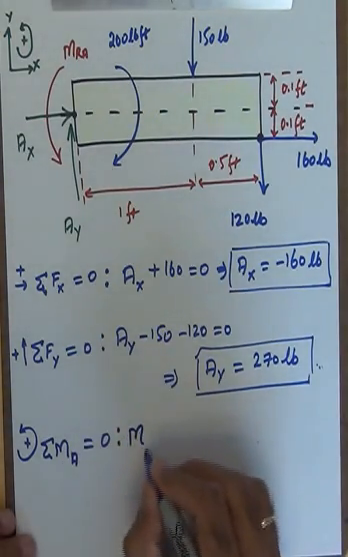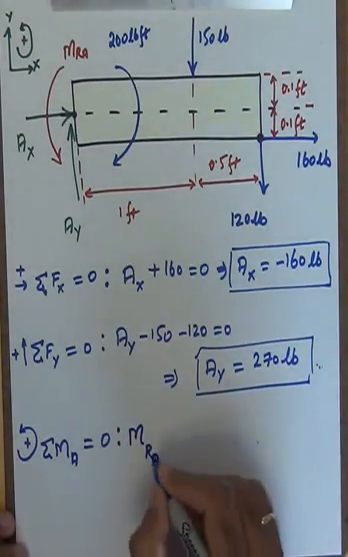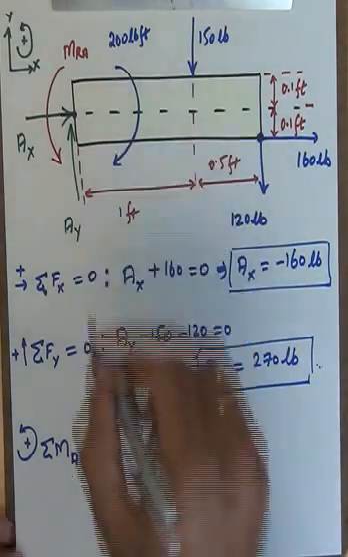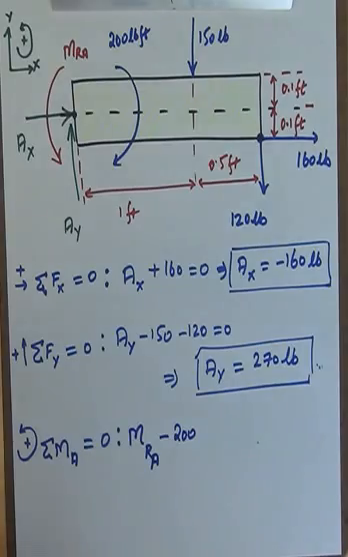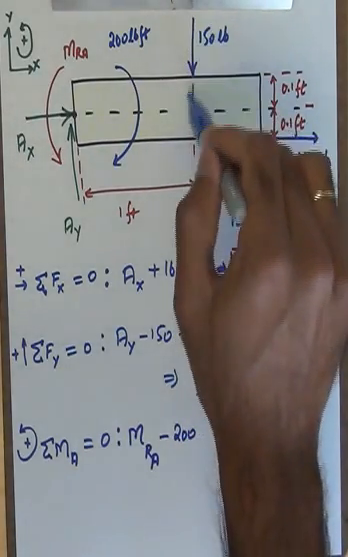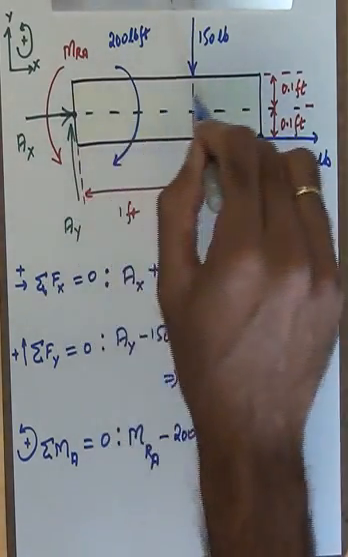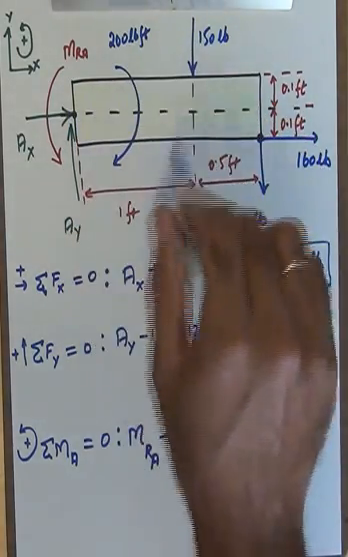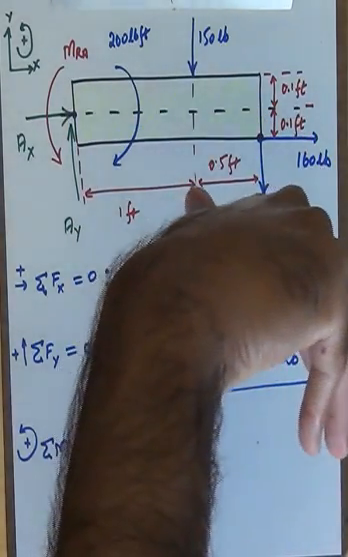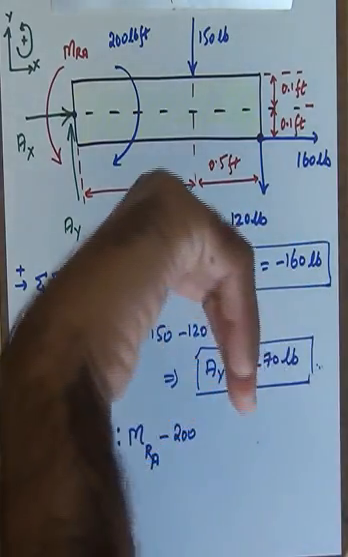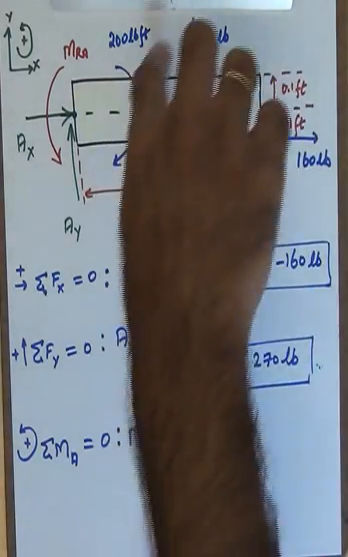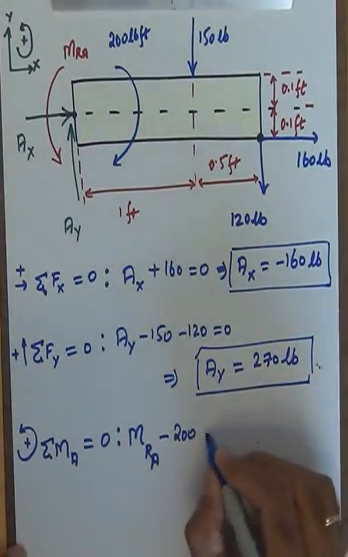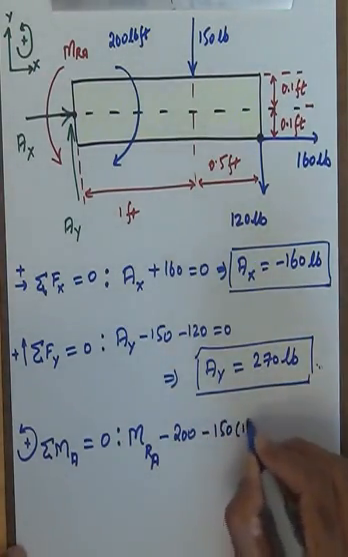So that's going to be MRA. Then I'm going to have this couple moment, 200 pound foot. You see that it's in the clockwise direction. Then I have the force of 150 pounds. You see the perpendicular distance is 1 foot, all the way from the point A on to where the line of action of the force is. And what is the sense of the moment? Right hand rule produces a moment that is into the page. 150 times 1 foot is going to be producing a moment that is in the clockwise sense. So this is going to be minus 150 times 1.